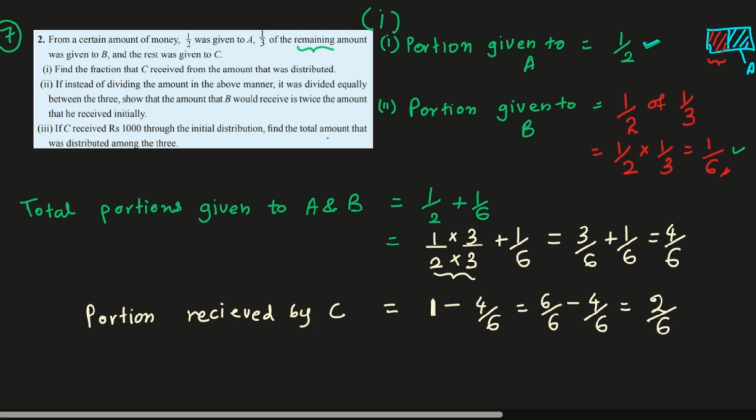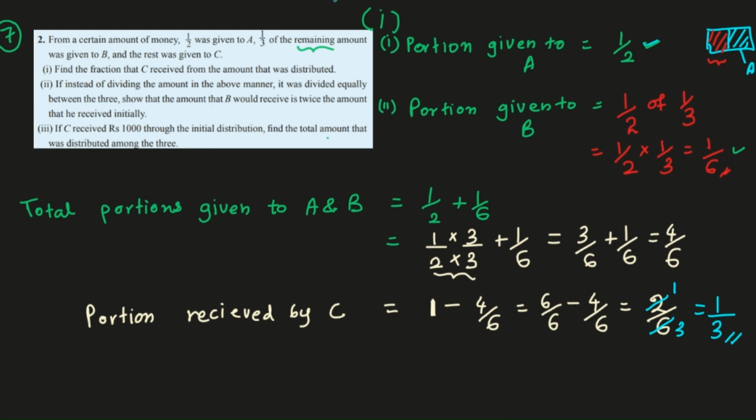You know that we can simplify this. Both the numerator and the denominator are divided by 2. So 2 divided by 2 is 1, and 6 divided by 2 is 3. So the answer will be 1 upon 3. Great. So here you have found the answer for the first question. The first question says, find the fraction that C received from the amount that was distributed. That is 1 upon 3.